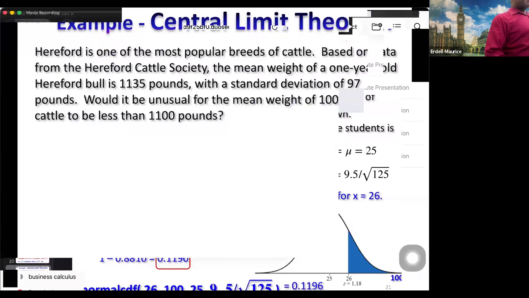All right. Hereford is one of the most popular breeds of cattle. Based on the data from the Hereford Cattle Society, the mean weight for a 1-year-old Hereford bull is 1,135 pounds, with a standard deviation of 97 pounds. Would it be unusual for the mean weight of 100 heads of cattle to be less than 11,000 pounds? See if you can get that answer in SALT for me, please.